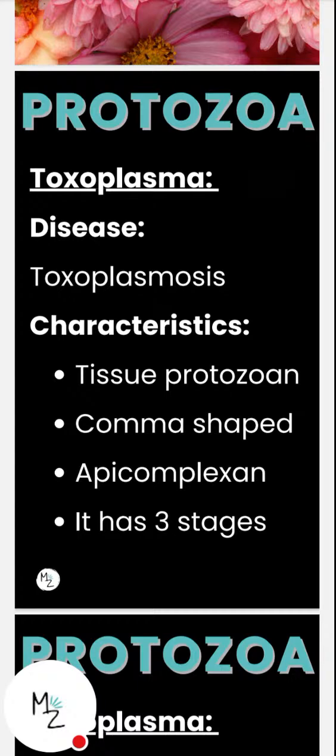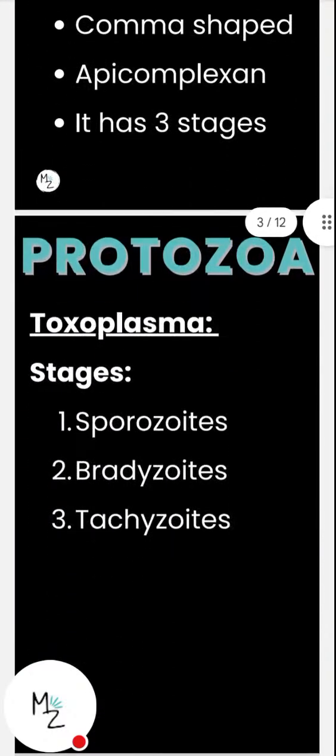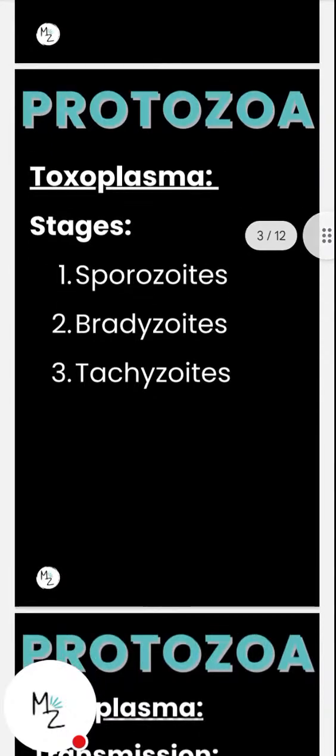This parasite has got 3 stages in its life cycle. All of these stages are important. Let me tell you what these 3 stages are. First one is sporozoites, then we've got bradyzoites, and lastly, the tachyzoites. Tachyzoites are also referred to as trophozoites. And there's another form, that is cyst, which is responsible for the transmission of this parasite from one host to the other.